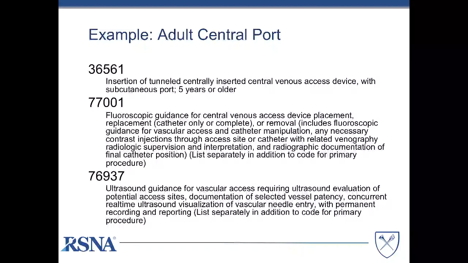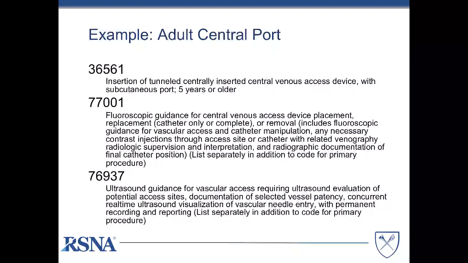There's a different code for procedures in younger patients. Remember, this one says 5 years or older, and a different one for tunnel catheters without a port. This one says port, and for catheters that aren't tunneled at all. And different ones yet for whether you access a central vein or a peripheral one, such as in the case of a PICC line. So that 36561 describes the port itself.